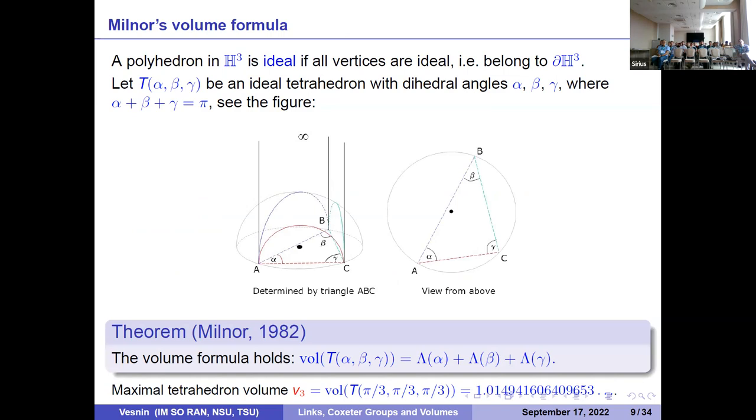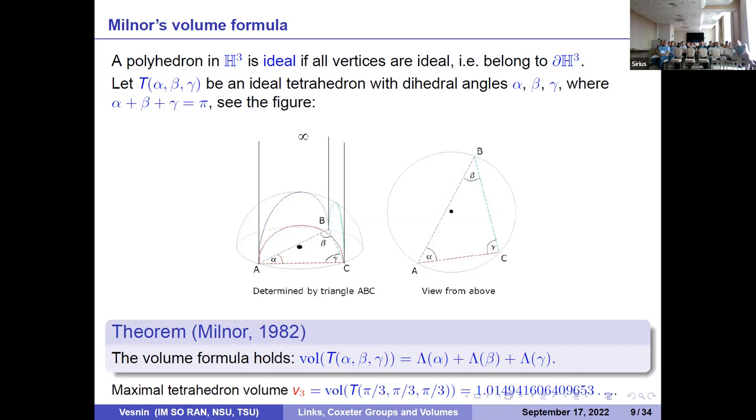So let's extend one of them to infinity. The three others, A, B, C, will belong to the complex plane. And our tetrahedron will look like this one. Some faces are just horizontal half planes, and some faces are part of the hemisphere.